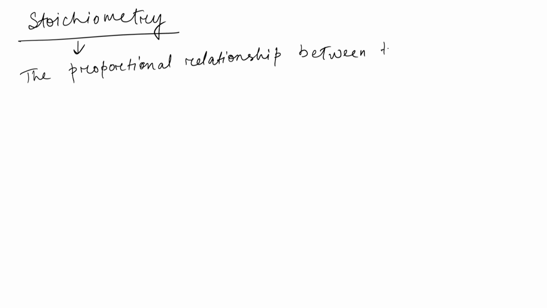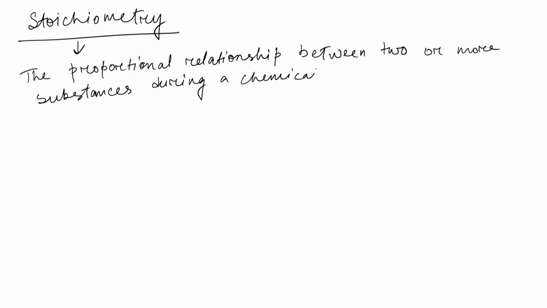So stoichiometry is the proportional relationship between two or more substances during a chemical reaction. Okay.